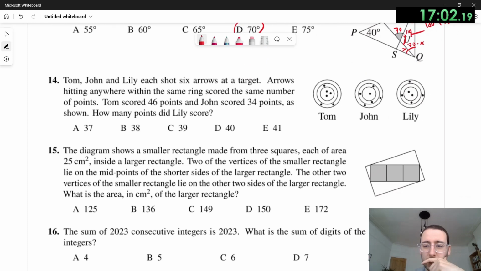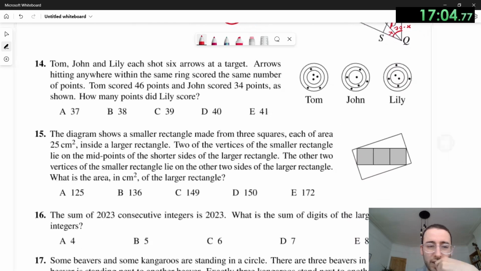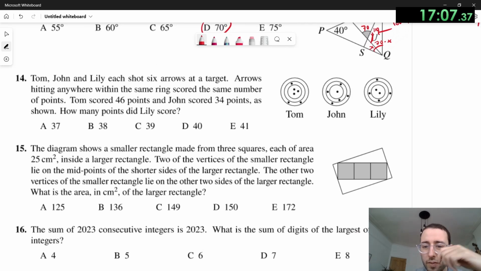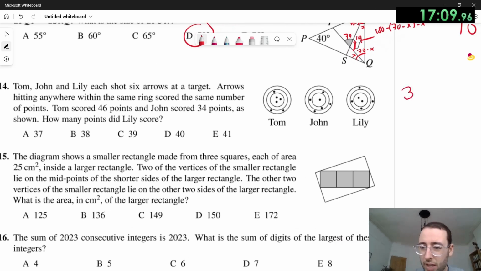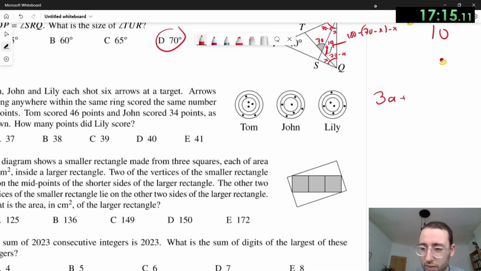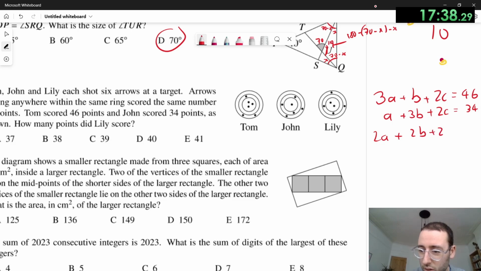Tom, John, and Lily each shot 6 arrows at a target. Arrows hitting anywhere within the same ring score the same number. Okay, so Tom has 3 of the inner circle plus 1 of the second circle plus 2 of this circle, and it equals 46. John has an inner circle, 3 middle circles and 2 outer circles. That's 34. And we're trying to find 2a plus 2b plus 2c.